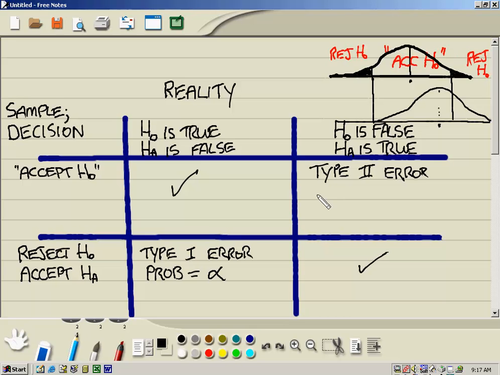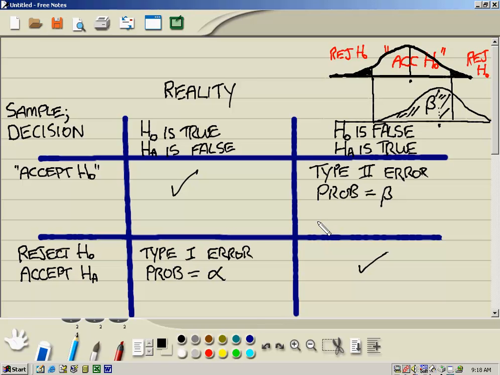And the probability of making that type of error is given the label beta. So alpha is the probability of the first error, beta is the probability of the second error. So beta is actually this area here. It's the probability of getting in the acceptance region when the null is false. The only trouble is, in the real world, we don't know what the reality is, so we don't know where this true distribution is, and since we don't know where the true distribution is, we don't know what beta is.